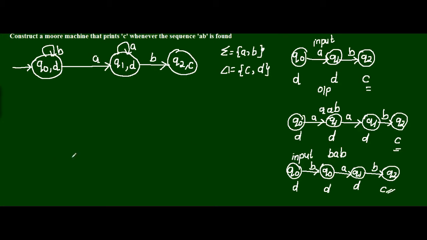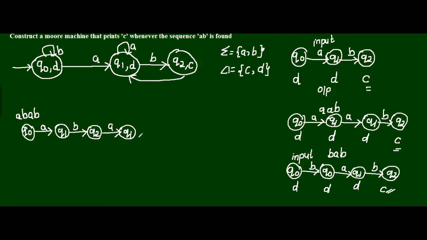I am going to take one more input, ABAB. From Q0, if the input is A, the next state is Q1, and if the input is B, the next state is Q2. Next, if the input is A, I don't have any next state, so I am going to draw one transition from Q2 to Q1. Now from Q1, if the input is B, the next state is Q2. The output of Q0 is D, Q1 is D, Q2 is C, Q1 is D, and Q2 is C.